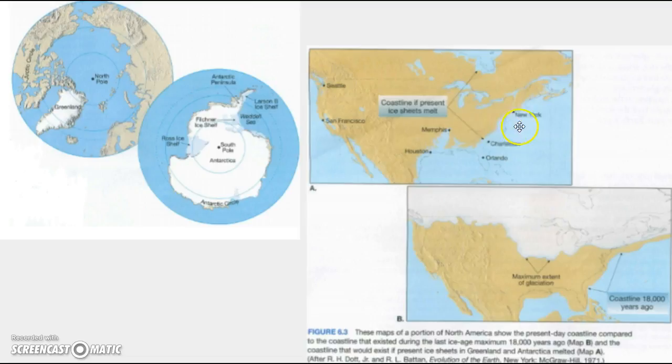So what would happen if all of that ice melted? Well, here's a schematic of what would happen if all of today's glacial ice melted. We would have a lot less continental United States. Notice the southeast would be completely inundated with water.